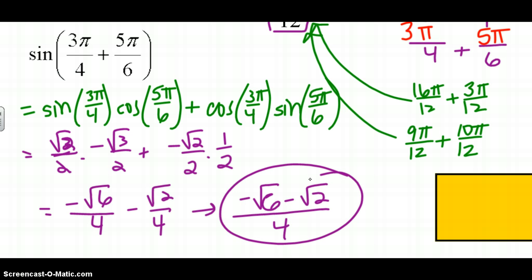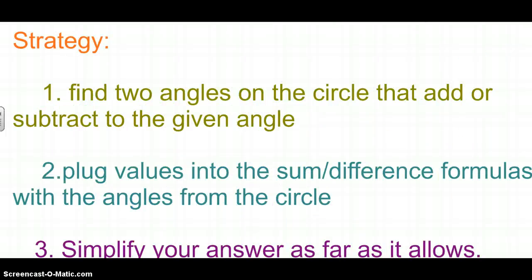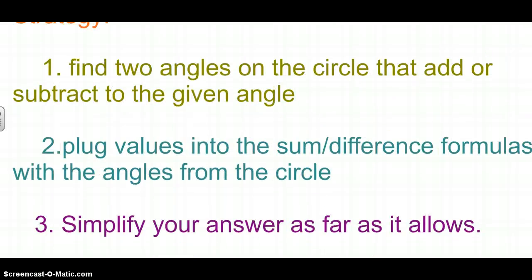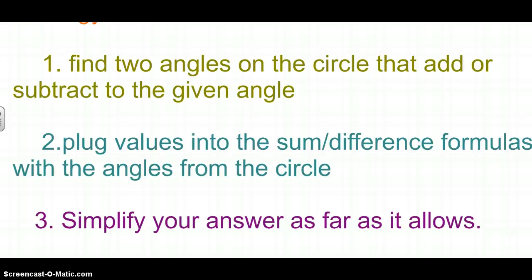You will start to realize that a lot of your answers look like this, with various addition and subtraction, or positives and negatives with your root 6s and your root 2s. That's because we're going to be oftentimes combining things on our unit circle, and when we use our formulas, you get similar answers every time because of your reference triangles. So your strategy: find two angles on the circle that add or subtract to the given angle. Plug the values into the sum and difference formulas with the angles. Then go through and use your information from your unit circle, multiply things, and simplify your answer as far as it allows. Also remember that we have those examples where you take the expanded version and you condense it back down just by recognizing the formula.